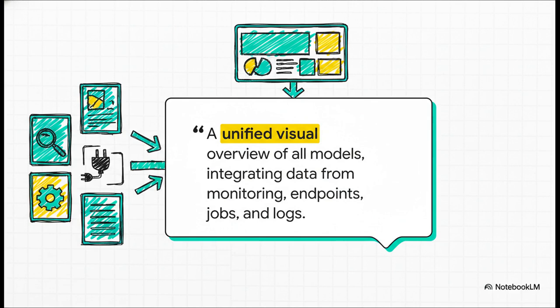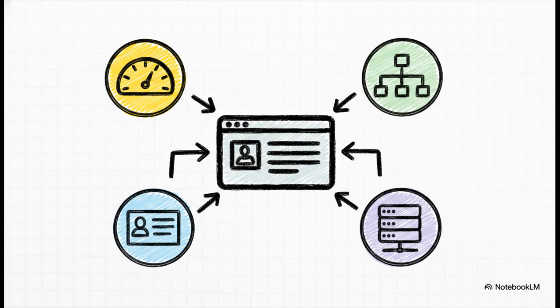And that right there is the key. It's not just a boring list of your models. It's a unified visual overview. The whole point of the dashboard is to pull together all those scattered pieces of information, monitoring data, endpoint status, job histories, logs, and stitch them together into one coherent picture for every model. And this aggregation is where the real magic happens. The dashboard connects all the dots by pulling in information from four really important places. You've got SageMaker Model Monitor for performance, model cards for documentation, the workflow lineage for auditability, and endpoint data for its operational health. It's all right there.